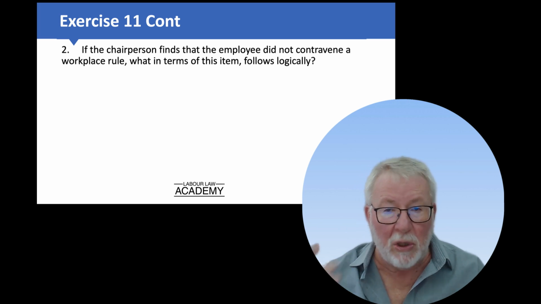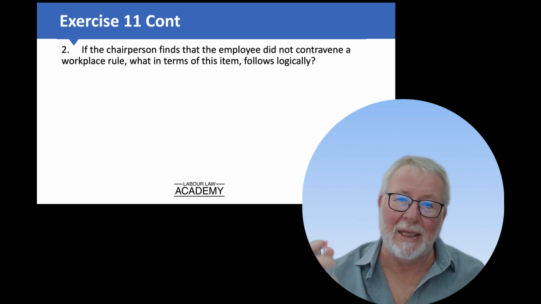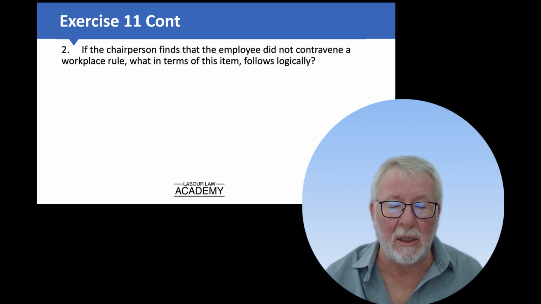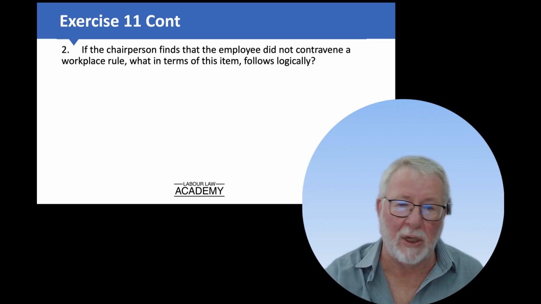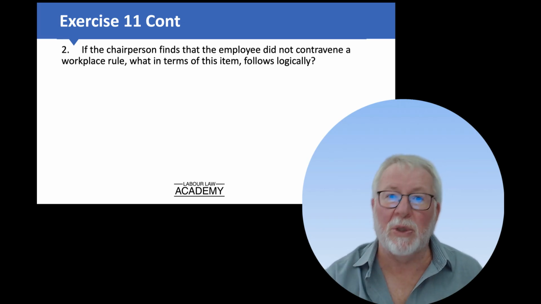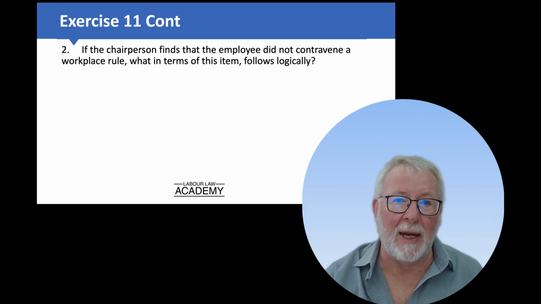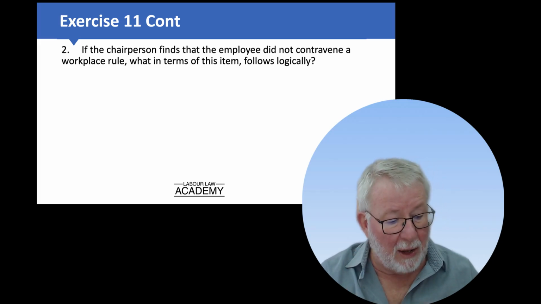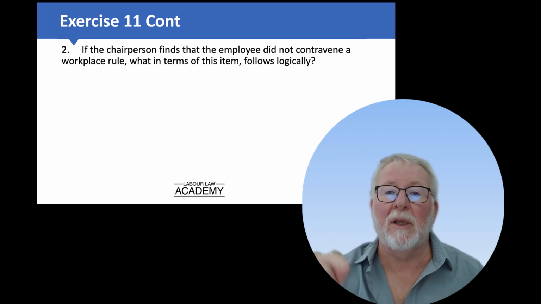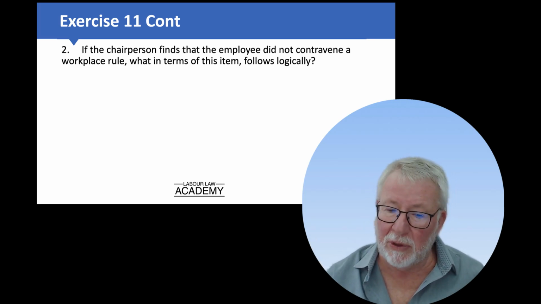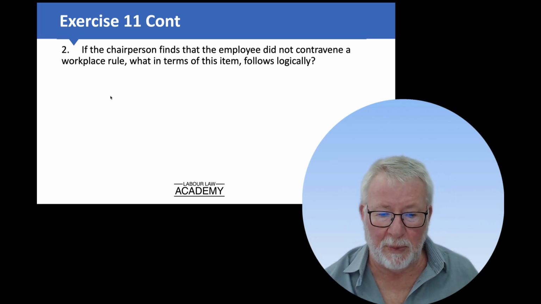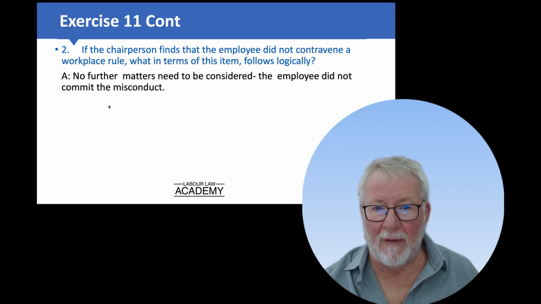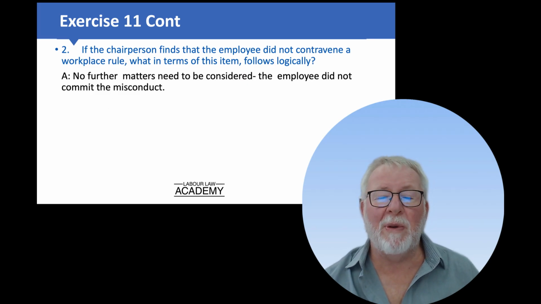So if it wasn't contravened, in other words, in simple terms, the employee was found not guilty. The employer says you came to work drunk, you investigate, you find he wasn't drunk, then the rest of it doesn't follow. Because it only follows if a rule or standard was contravened. Do you see that? I hope you see that. So nothing would happen. He would be found not guilty.